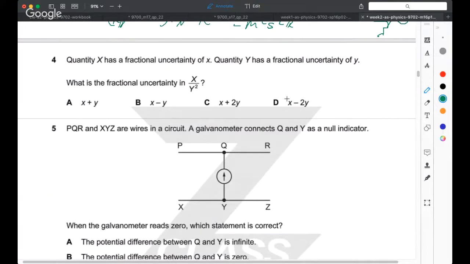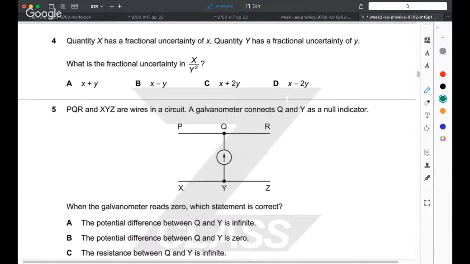I'm not sure how to do this question. I'm really bad at these types of questions. Fractional uncertainty, I don't know how to do it. So if you have, this is the value, right? For example, let's say 3 plus or minus 0.5. So the big X is 3, the small x is 0.5. The big Y is 4 plus or minus 0.4. This is the big one, this is the small one.